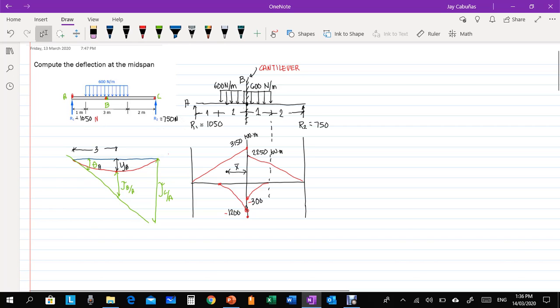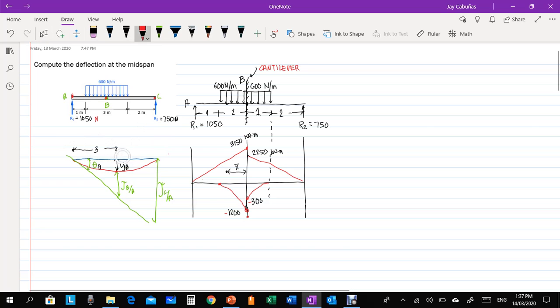Now, let's try to draw the deflection diagram of this beam. Basically, this is the deflection. This red one here, that is the deflection. Now, our goal is to compute the deflection at the midspan. Since the total span is 6 meters, our midspan is at 3 meters from point A or from point C. Now this one, 0.3 meters.